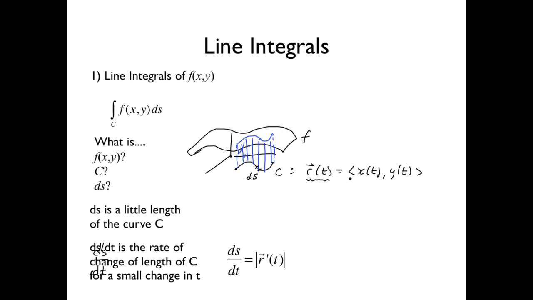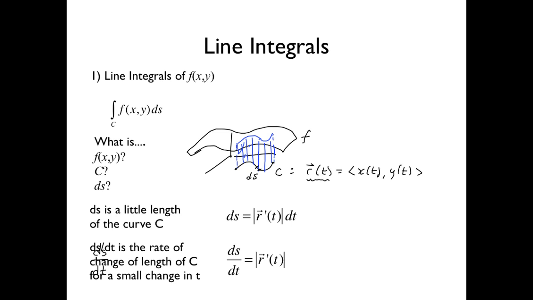So ds dt is that, which means we've got what ds is. What is ds for our integral up here? If ds dt is this, then ds is that multiplied by dt, right? So ds is just the speed dt. And so now we've got all the tools we need to solve a line integral.